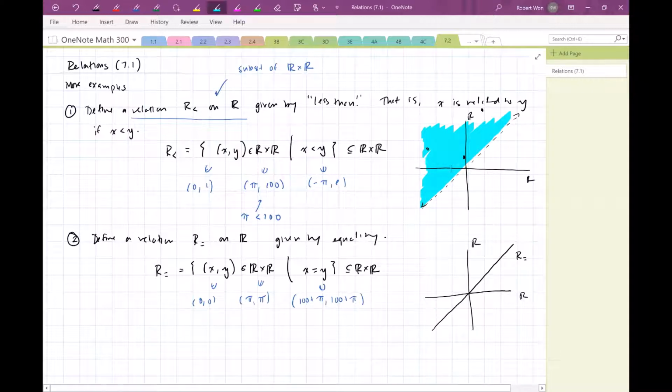All right. And again, this is a very natural relation. You're just taking this diagonal line inside the Cartesian product. But again, the way that you really think about this is you think, oh, well, 0 is equal to 0, and π is equal to π, and 100 + π is equal to 100 + π. And those are the only, right, 0 is only related to itself under equality.